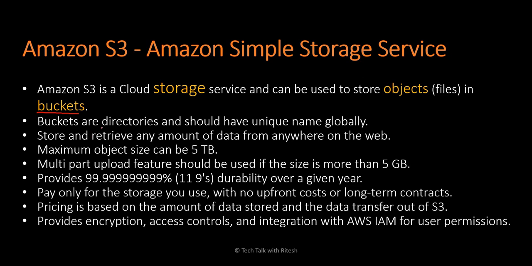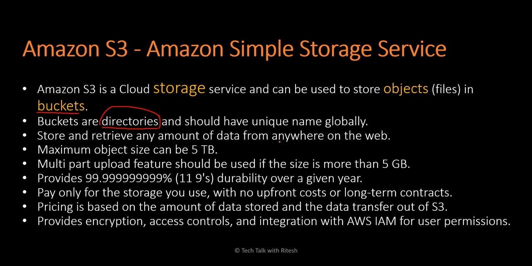Buckets are directories, and should have a unique name globally, but don't get confused with this directory word. Those are not actually directories, but we call them directories. I will explain when I do the demo. So buckets are directories and should have a unique name globally. All over AWS accounts, your bucket name should be unique. If somebody has already taken the name you are going to put for your bucket, it will not be allowed. So it should be unique.